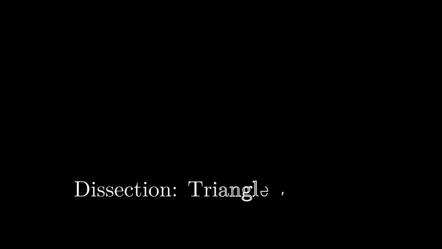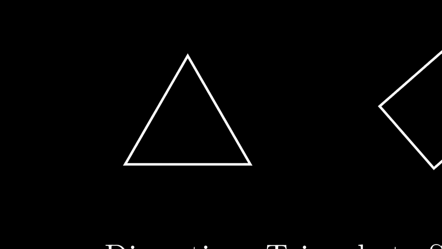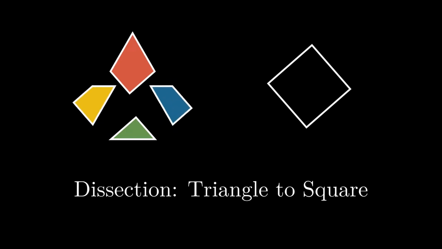This is one of the most mind-blowing math demonstrations I have seen. By cutting an equilateral triangle into just four pieces, one can turn it into a square by rotating and rearranging the pieces.